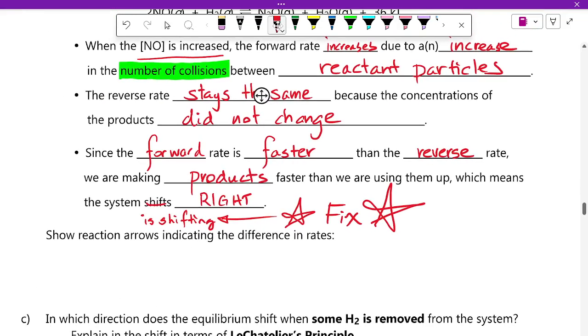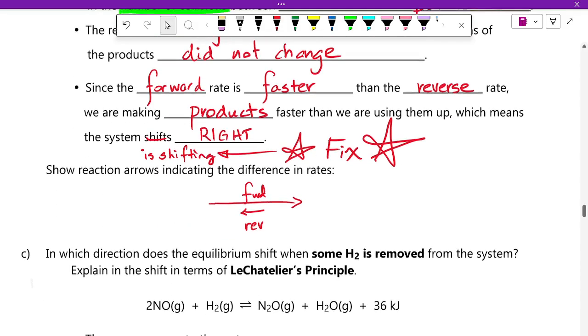And our reaction arrows in terms of rates: forward, reverse. And sometimes if you're asked in terms of rates, just drawing those arrows can be really powerful because you can just see, oh my gosh, I'm going forward faster. That means I'm shifting to the right. So sometimes just drawing those arrows can be really helpful, even if you're not asked to do it.